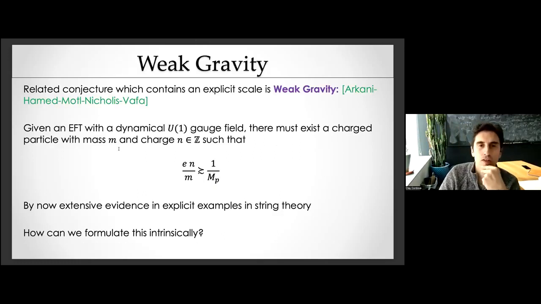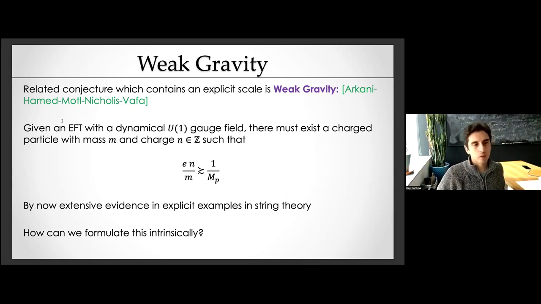Okay, so the focus we'll see will be on the weak gravity conjecture. This is a related conjecture, but it's not initially obvious why it is related, but we'll get there. But this is at least a conjecture that contains an explicit scale. And really, this talk is all about symmetry violating scales.